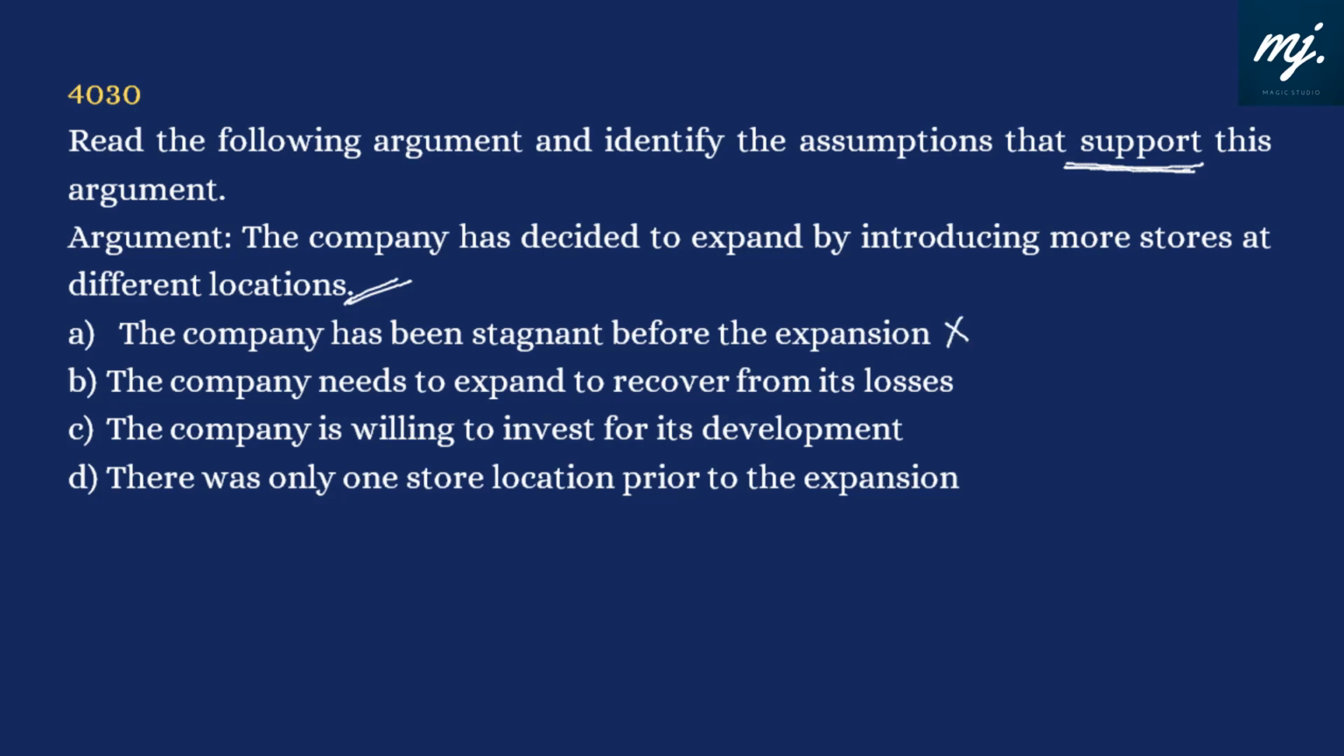The company needs to expand to recover from losses. Who said so? That the company is in loss. The company is willing to invest for its development. That goes along with the argument. There was only one store location prior to the expansion. That doesn't support it. The supportive assumption which goes along with the argument is that the company is actually willing to invest for its development. That's why they have decided to expand by introducing more stores. Option C is the best pick.